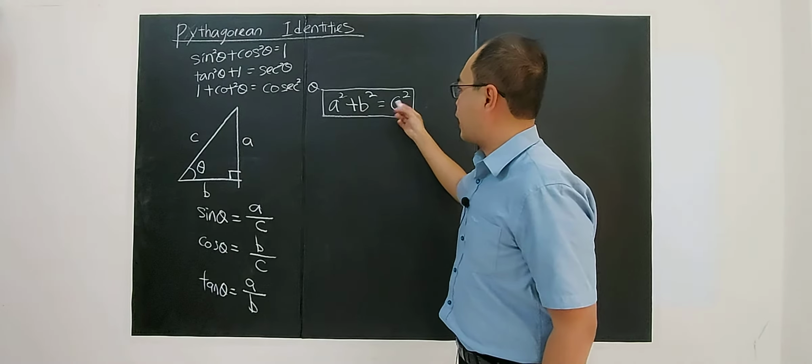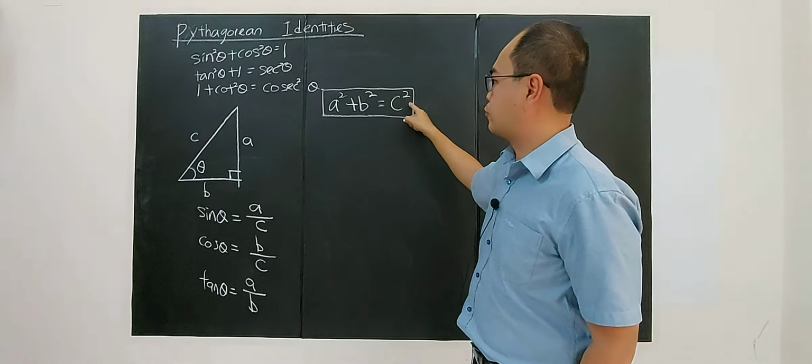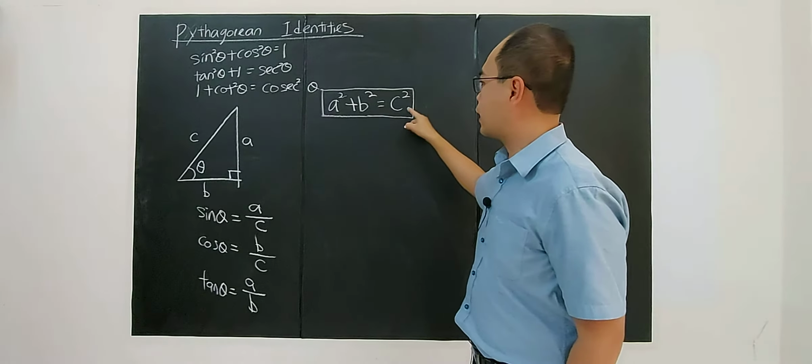So now I can take this equation, the Pythagoras theorem, and divide the whole thing by c square. The purpose here is to get a 1 on the right side. So I factor out the power: a over c to the power of 2 plus b over c to the power of 2, based on the index law.